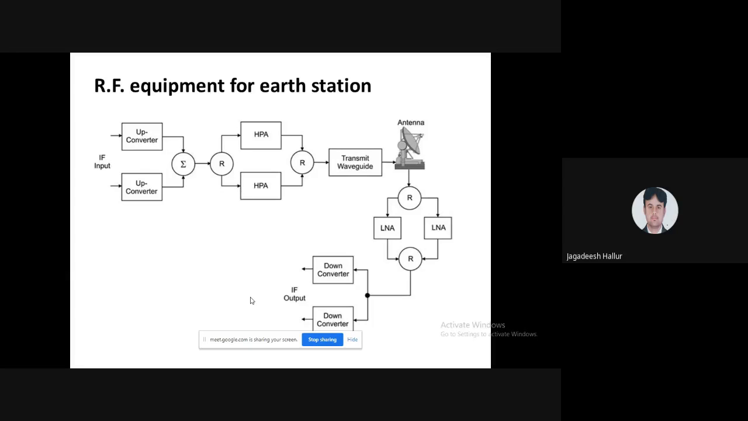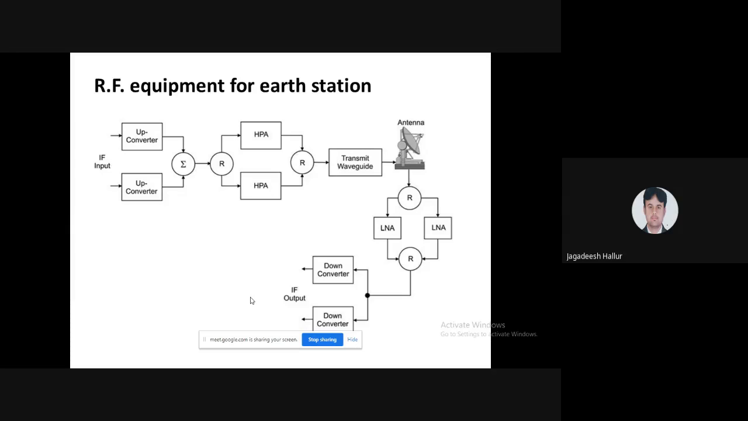The last point of this unit is radio frequency equipment for earth station. How much RF frequency is required? RF equipment. This diagram is similar to your earth station architecture. One is an up converter, one is a down converter. At the receiver end, we require a down converter. At the transmitter end, we require an up converter. In between, we require an intermediate frequency. The intermediate frequency is to do the subtraction of the signal, and that subtraction is to remove the particular noise.